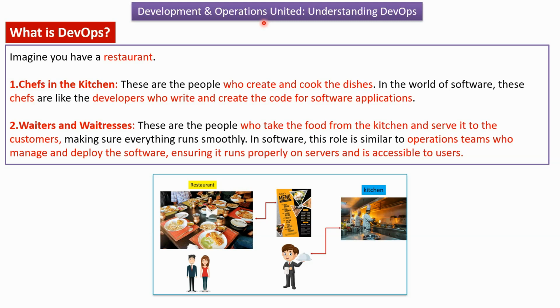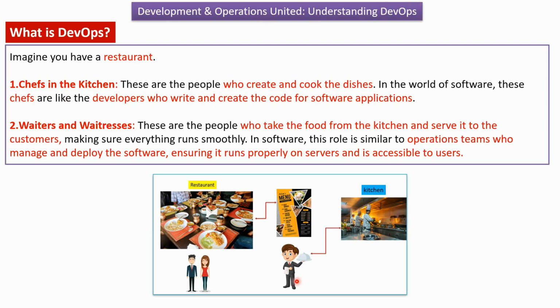In this video tutorial, I will explain what is DevOps. Imagine you have a restaurant, and in the restaurant chefs will be working in the kitchen. These are the people who create and cook the dishes. In the world of software, these chefs are like developers who write and create the code for software applications.